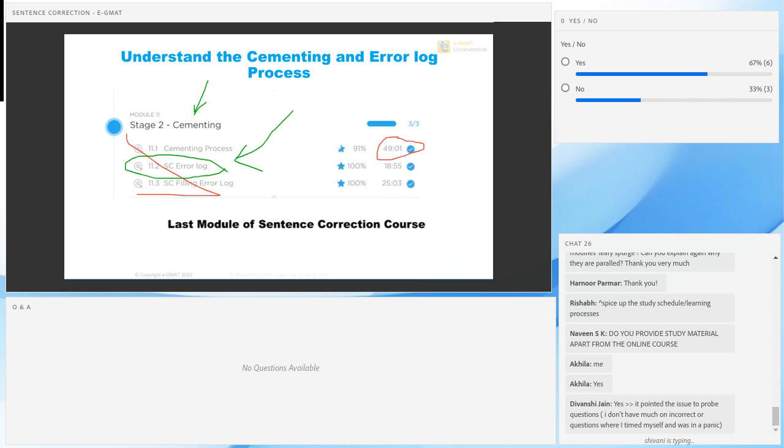Okay, Divyanshi, it pointed the issue to probe questions. I don't have much on incorrect or questions where I timed myself and was in a panic. So if you haven't done so, very good, Divyanshi. If you have this feedback from the error log, that is amazing. If it has pointed the issue to you not asking the probe questions, then what I would suggest is, thank you for sharing that.